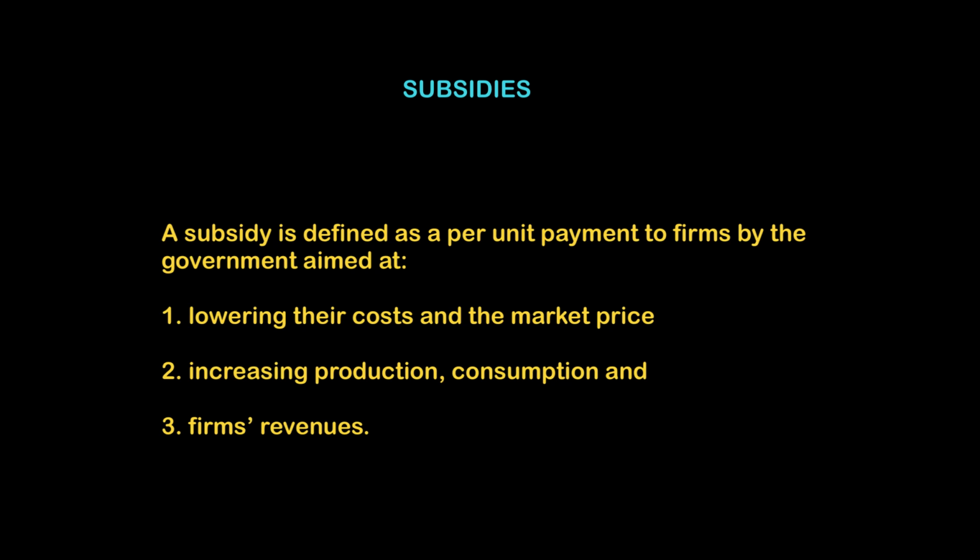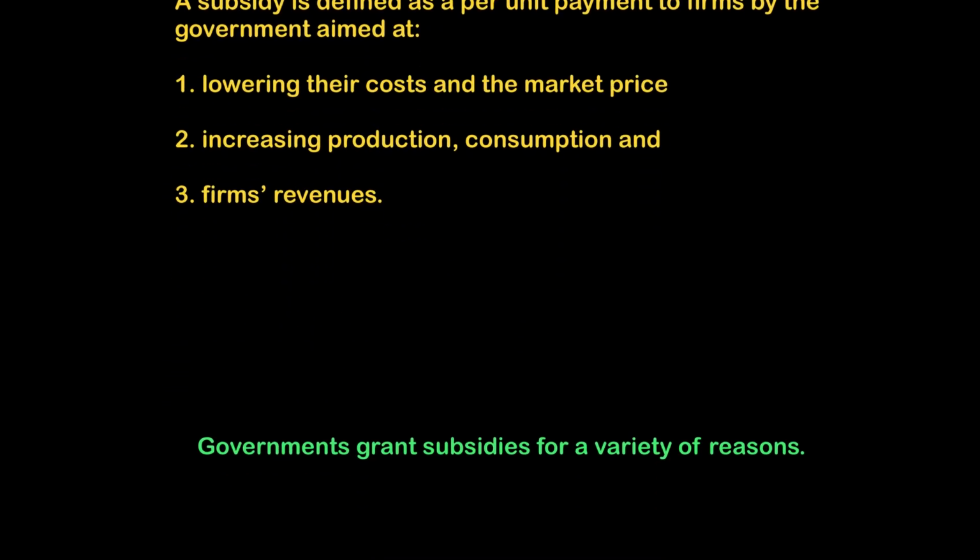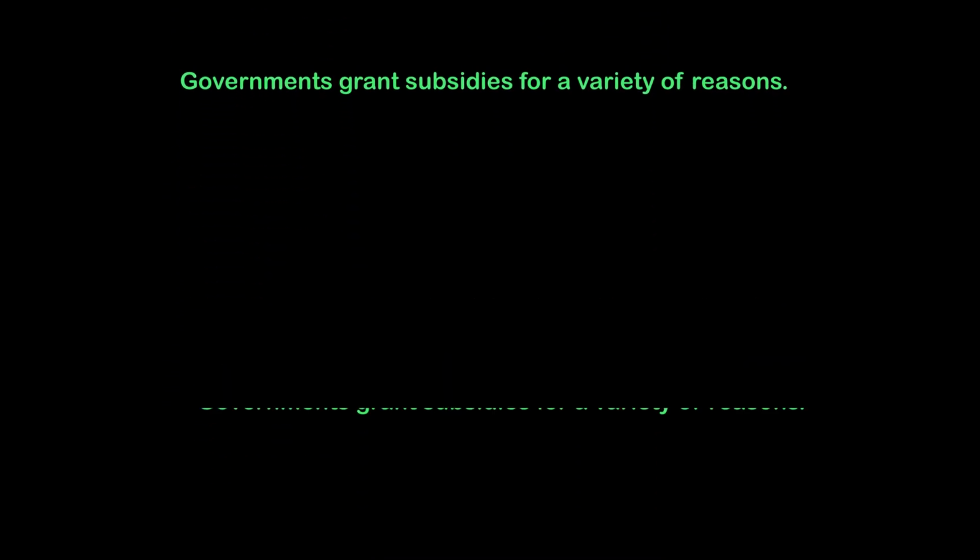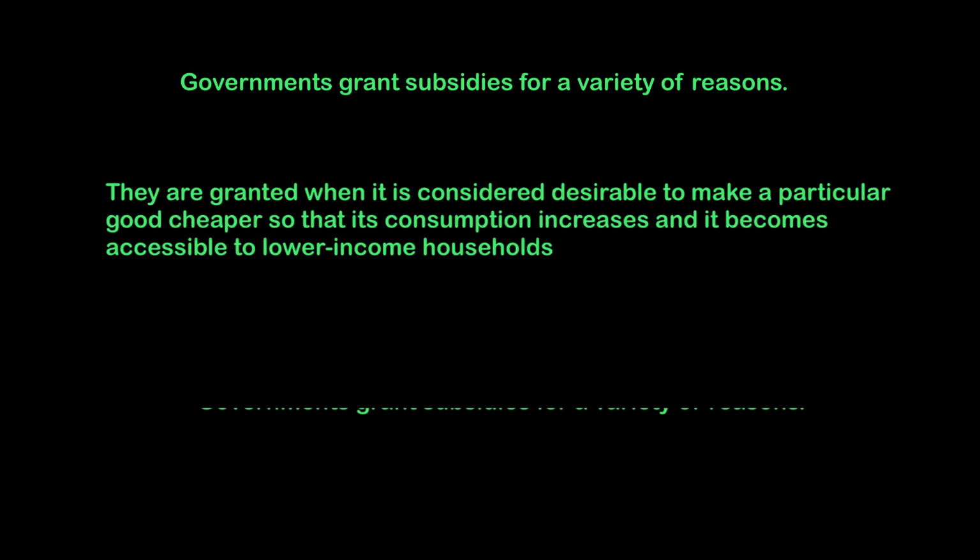What we will see through the diagram is that the subsidy will result in the supply curve shifting to the right, making the price of the good go down and the quantity go up. A government can grant subsidy for many reasons. First reason why it grants a subsidy could be because they want to make a particular good cheaper for consumers, and so by giving subsidies you are basically making it affordable for lower income households.